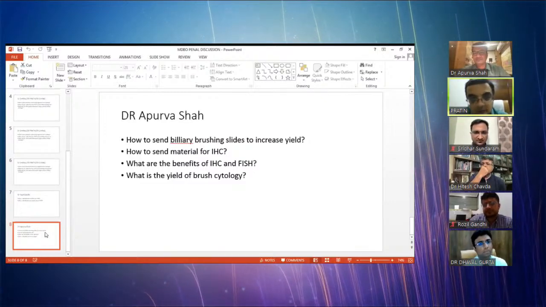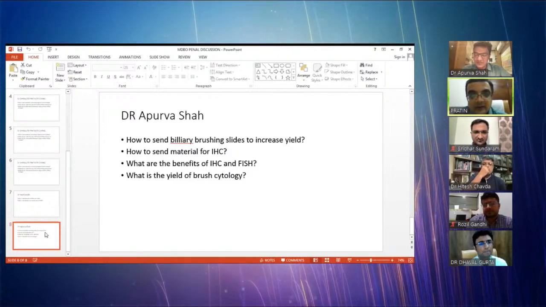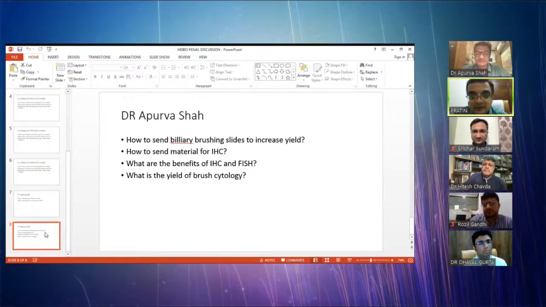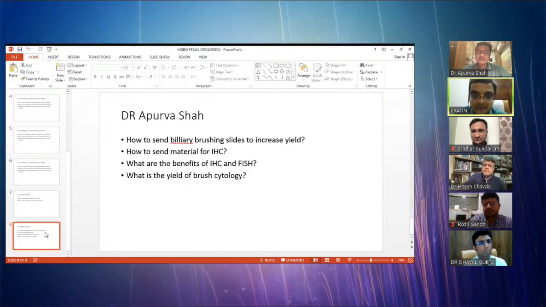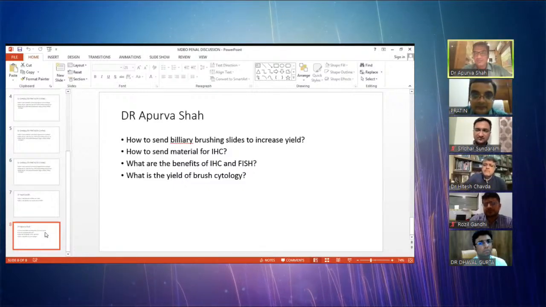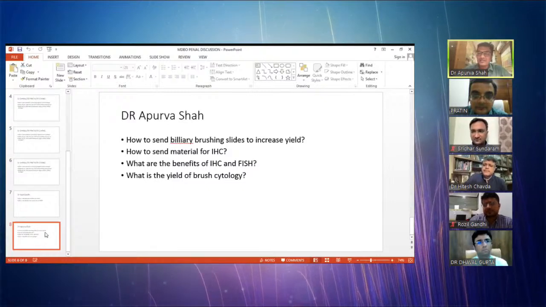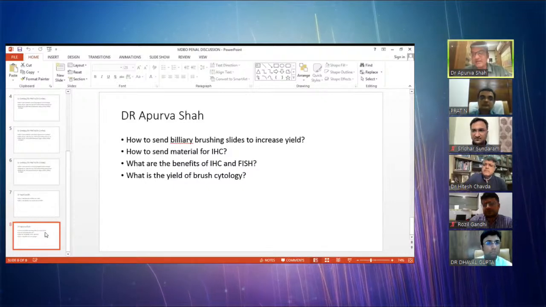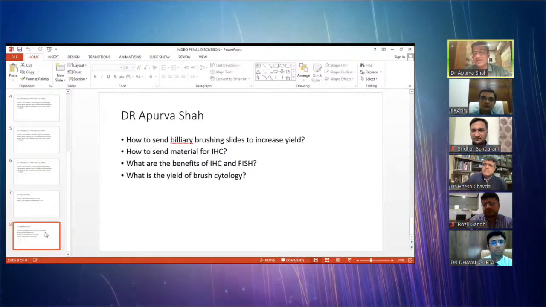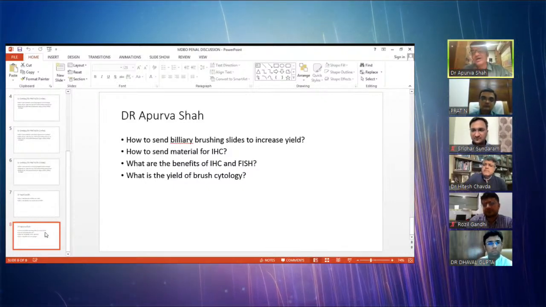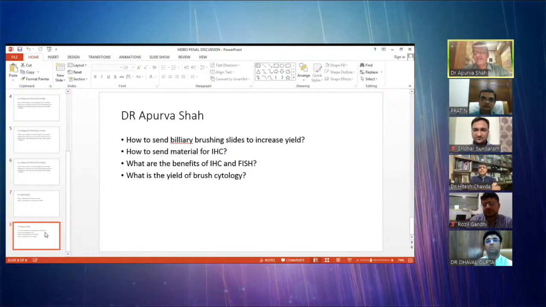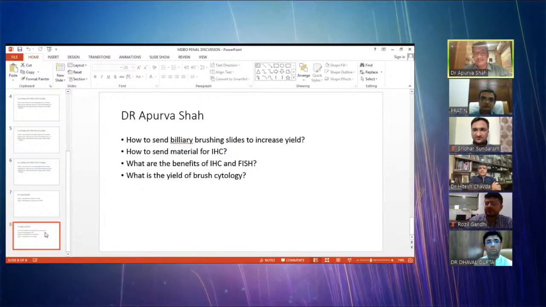So how to send material for IHC, and is there any advantage of doing IHC and FISH over only routine cytology? Yeah, so for histopathology, if we want to do IHC, generally IHC is not an established practice on the smears. So we need tissue material or a biopsy to do the IHC. So we need a biopsy or clot material or a block for that.